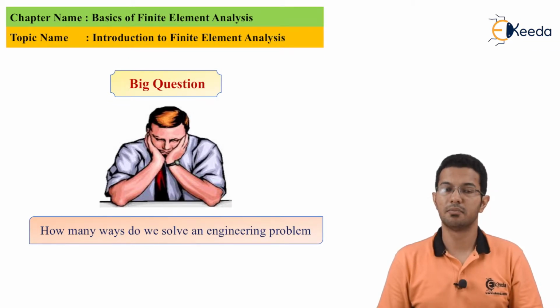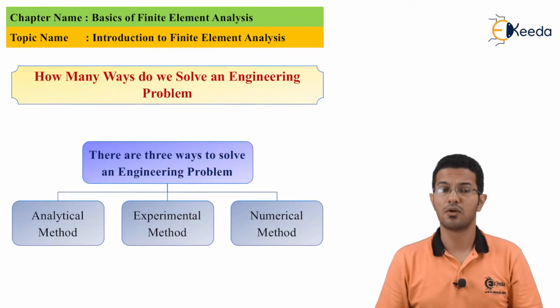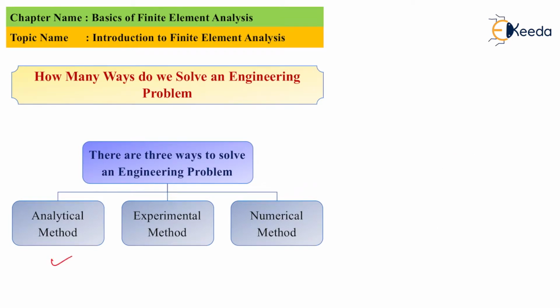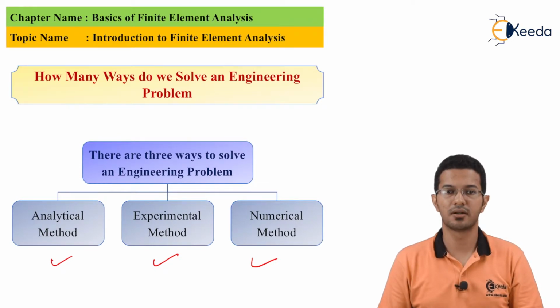So, let's look at the big question: in how many ways do we solve an engineering problem? Let's have a look into it. From the table, we understand that in order to solve an engineering problem, there are three methods which we use in our day-to-day industrial as well as educational purposes. They are namely analytical methods, experimental methods, and numerical methods. Each and every method has its own merits in order to solve every engineering problem. Let's look at each one of them.